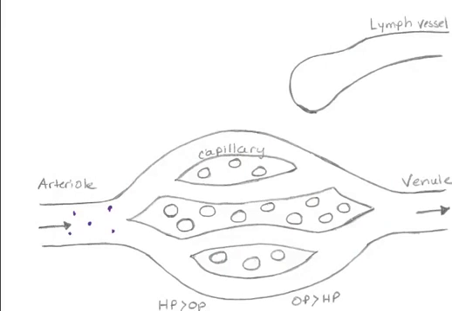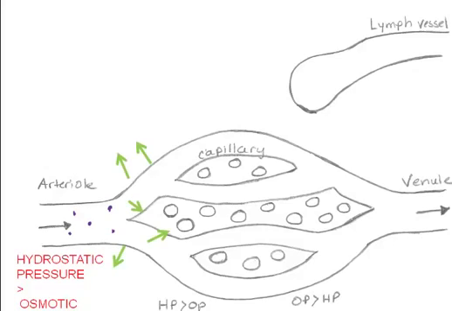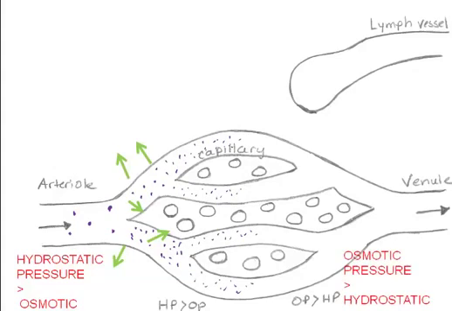At the arterial end, blood is under high pressure because it has just come from the heart. Blood pressure is higher than osmotic pressure of the blood. Fluid is forced out of the blood, leaving solutes behind. This increases the solute concentration of the blood as fluid moves out of the blood.